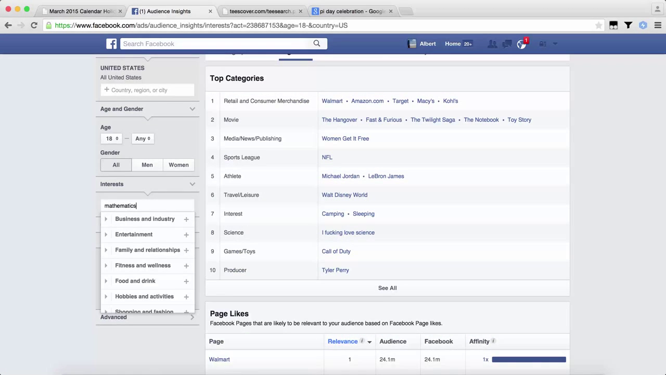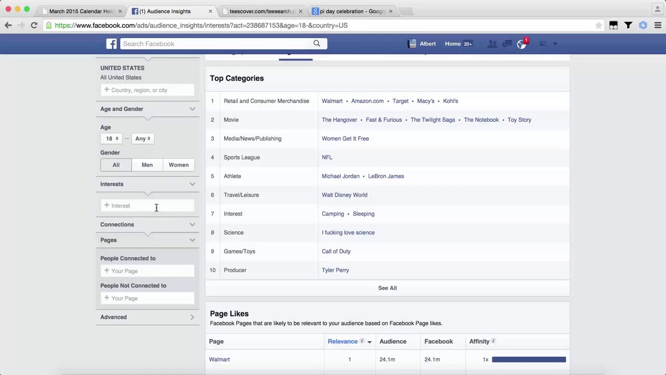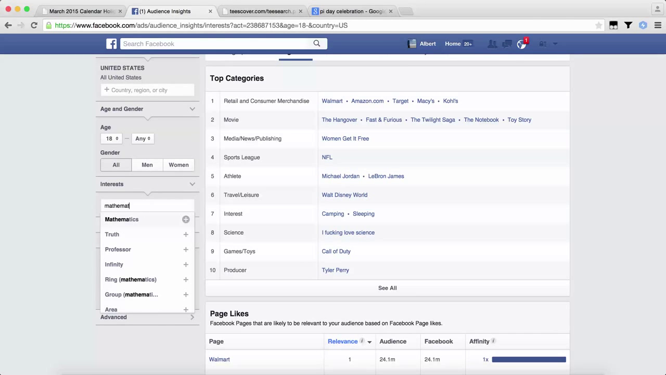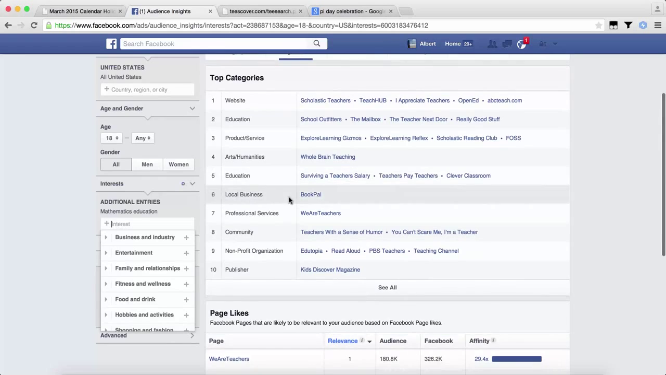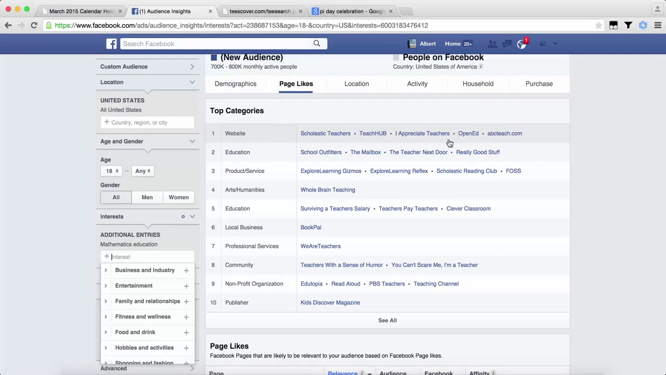Mathematics would be too broad, so I would try to type in mathematics education. In the unit, this is mathematics education. Try this one. Alright, so there are 700 to 800 audience here, and these are the pages that you can try to target. Some of them are related to teacher pages.